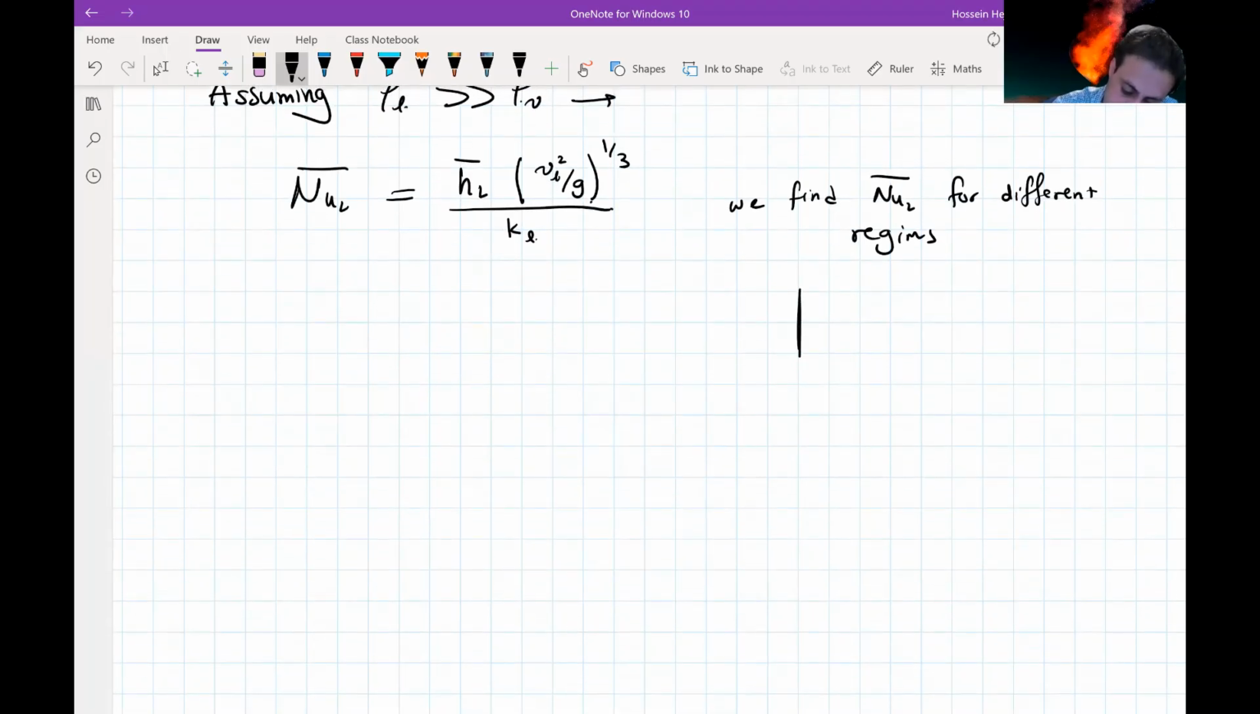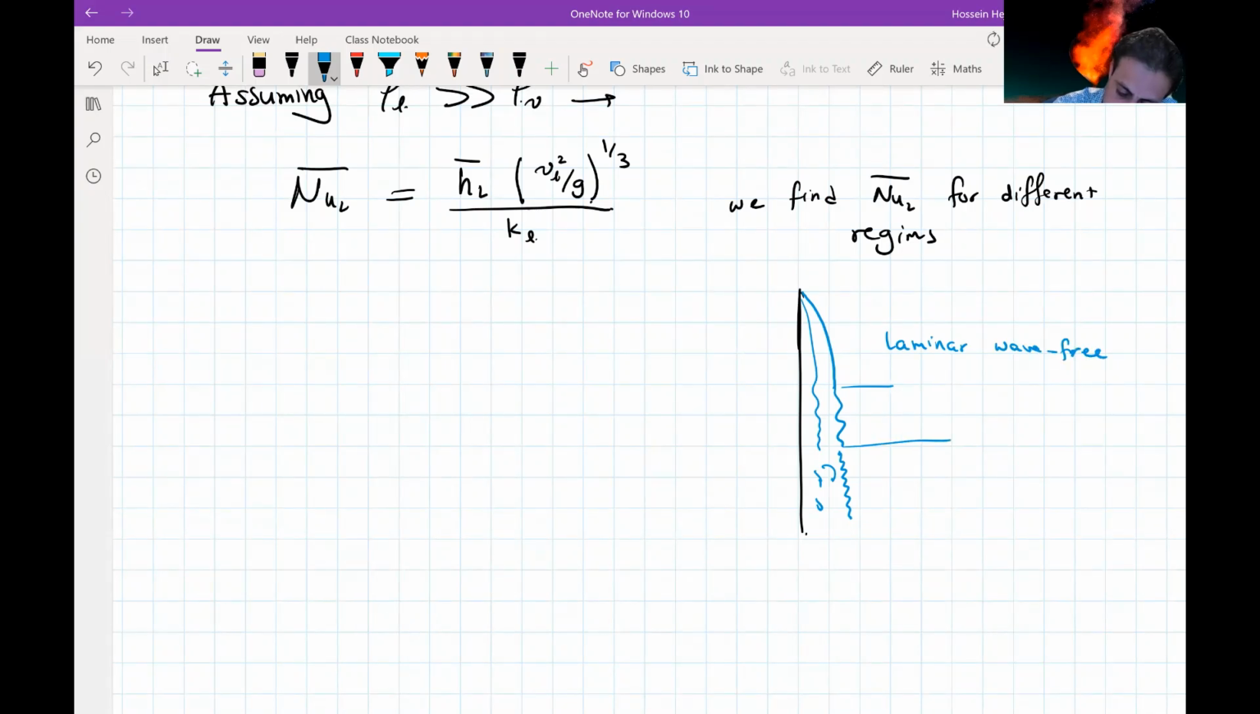Recall that we had 3 regimes here: laminar wave-free, laminar wavy, and then let's call this one turbulent. So using that, we can find the Nusselt number for the different regimes.